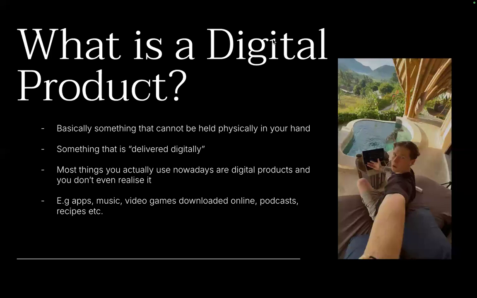Digital products have been around for a long time, and most things that we use in day-to-day life are digital products, and a lot of us don't even realize that. I definitely didn't this time last year. So some common examples, the best way to paint a picture of what a digital product is, are things like apps. You don't hold an app in your hand physically, it gets delivered digitally. You download it off the App Store, it goes to your home screen. So that's an example of a digital product.